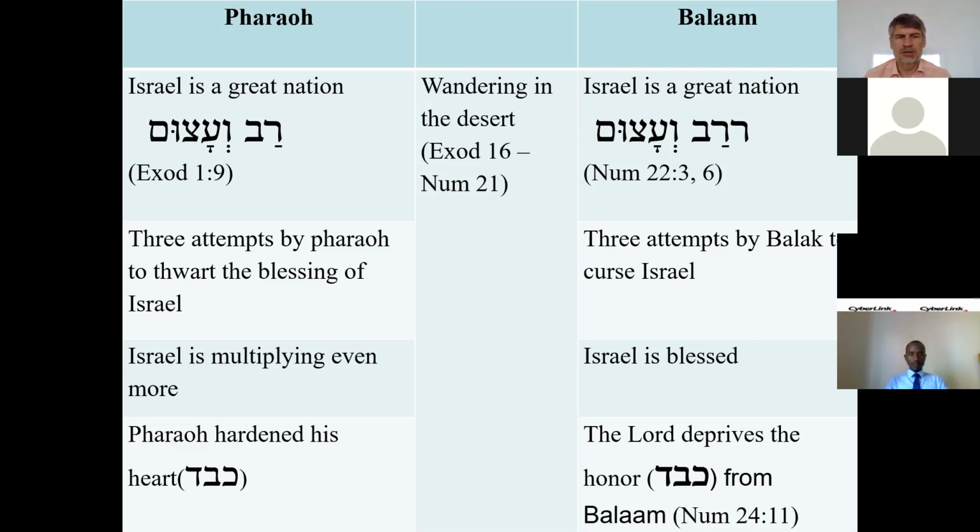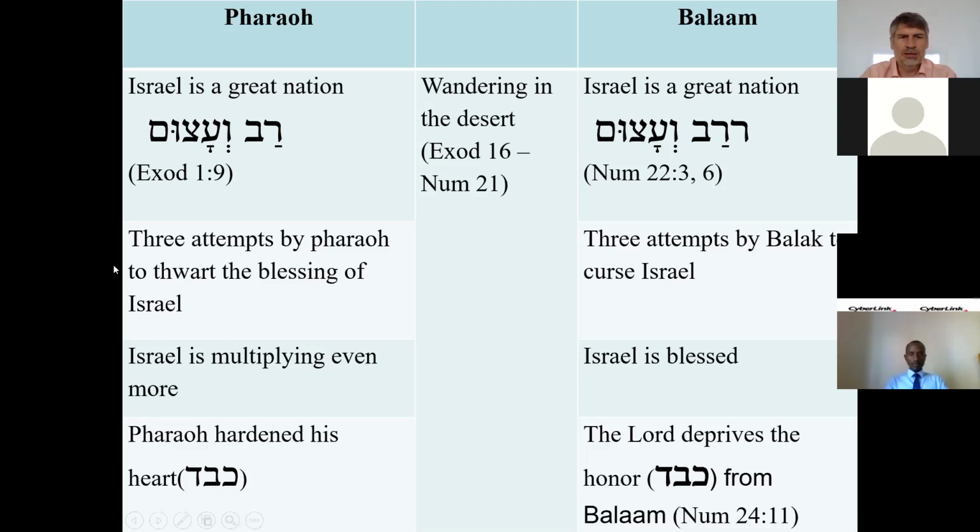And one narrative is in Exodus 1, when we have a Pharaoh who tries to destroy the people of Israel, and another narrative in the book of Numbers, chapters 22 to 24, when we have Balak, the king of Moab, who also tries to destroy the Israelites, but he understands that he cannot do it militarily, so he hired a prophet, Balaam, to curse Israel. And there are many parallels between these two stories.